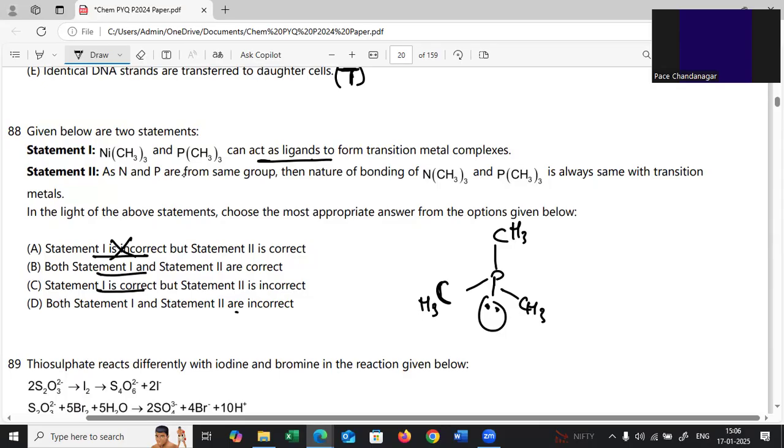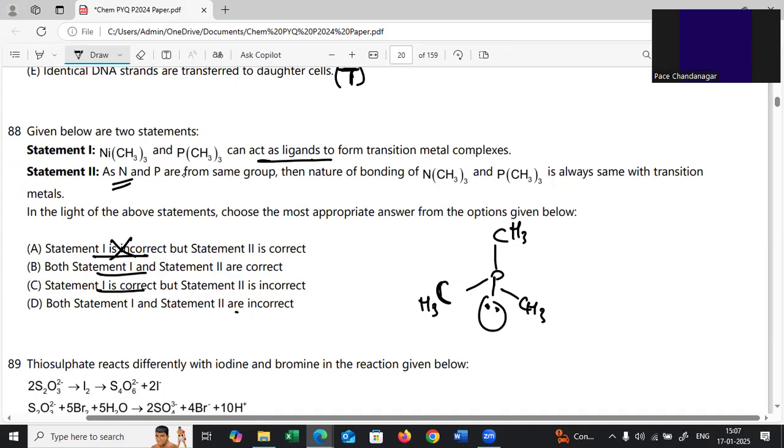Statement 2: as nitrogen and phosphorus are from the same group, the nature of the bonding is always the same. Is that the same? No, it is not the same. Why? Because of the nature of the bonding. One second. With the transition metals, nitrogen does not have d orbitals, right? So the nature of the bonding will not be the same with the transition metals, because transition metals have d orbitals and all, wherein nitrogen does not have d orbitals to go with.